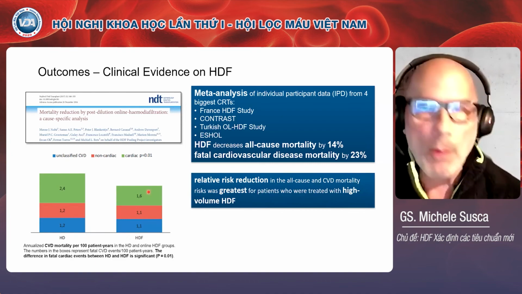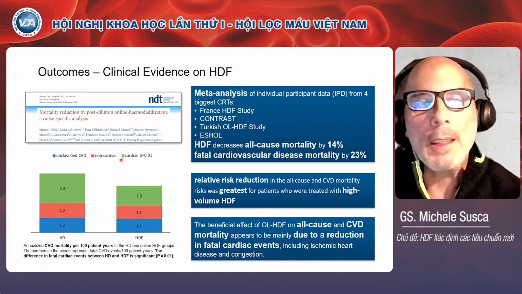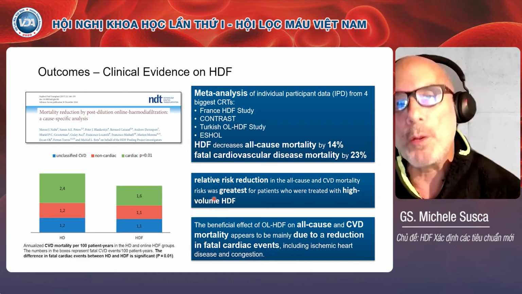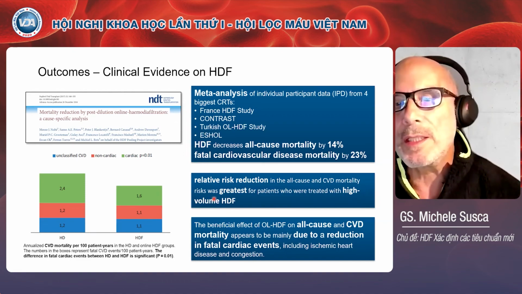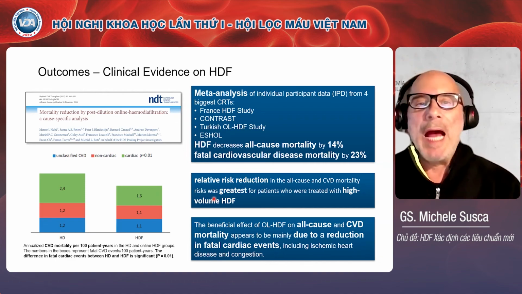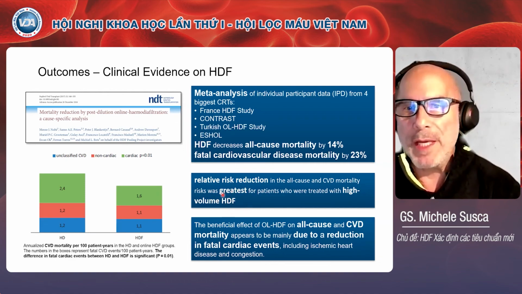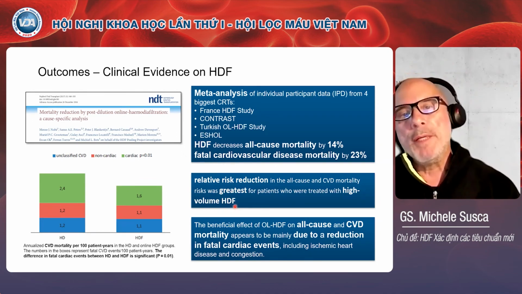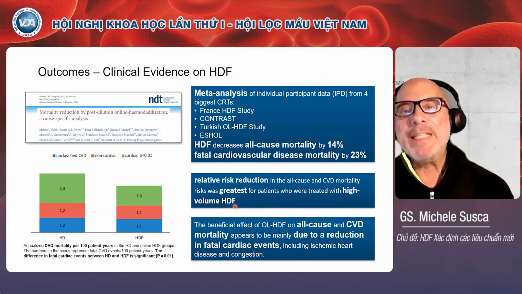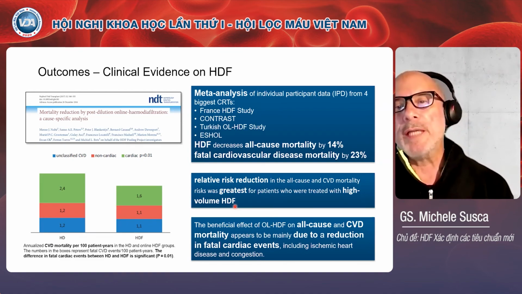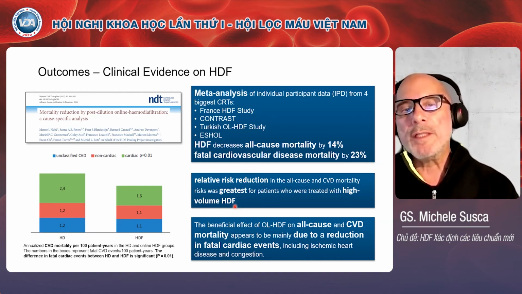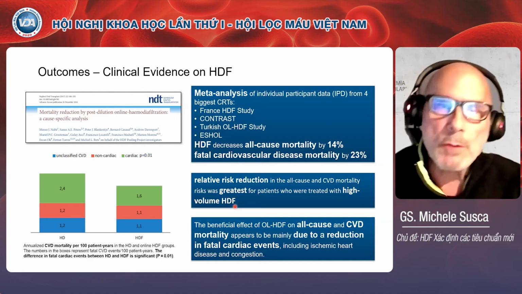And I think this is now the last one here. These are really promising studies and show better results using especially high volume HDF, meaning high efficiency HDF, with substitution volumes between 20 and 25 liters per session in 4 hours. Not only the all-cause mortality, but also the cardiovascular disease mortality is improved. And this was the last one.